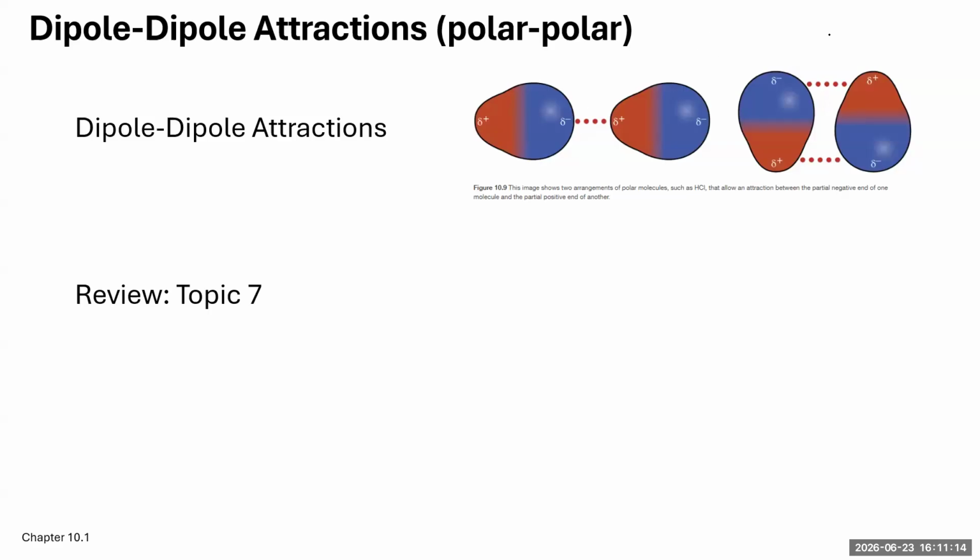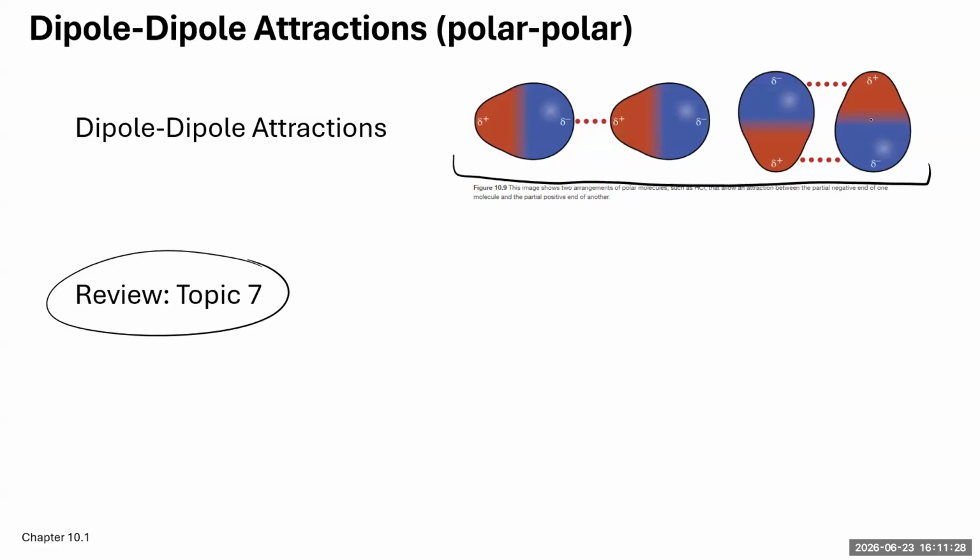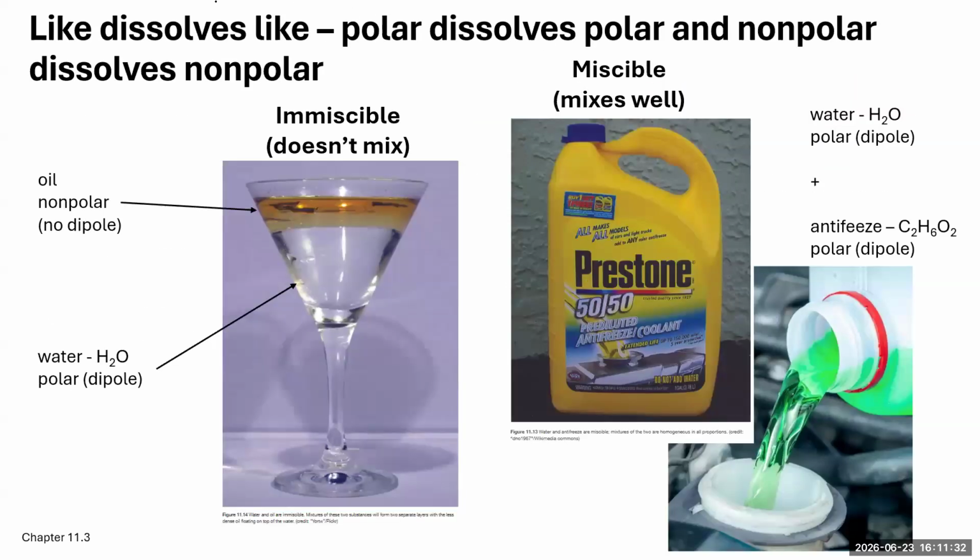So a lot of this has to do with dipole-dipole interactions. So we're going to go back and review chapter 7 on intermolecular forces. This is the review. If you need help with this, you're going to go back one. Dipole-dipole attractions are what gets things to mix together or not mix together. So we have this term called like dissolves like, meaning polar dissolves polar, non-polar dissolves non-polar.